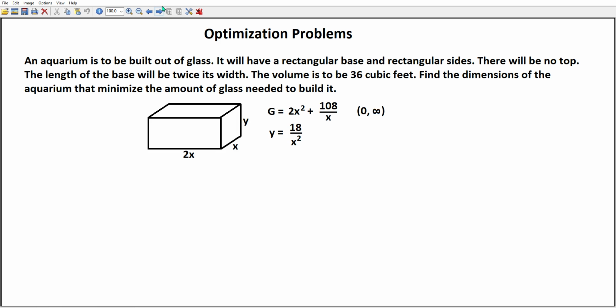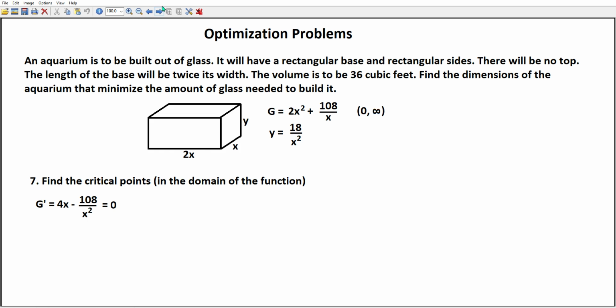Now the next thing to do is to find the critical points in the domain of the function. And we do this by taking the derivative of the objective function, which gives us 4x minus 108 over x squared. And that's because the derivative of 1 over x, which is x to the minus 1, is minus x to the minus 2. We're going to set that equal to 0.